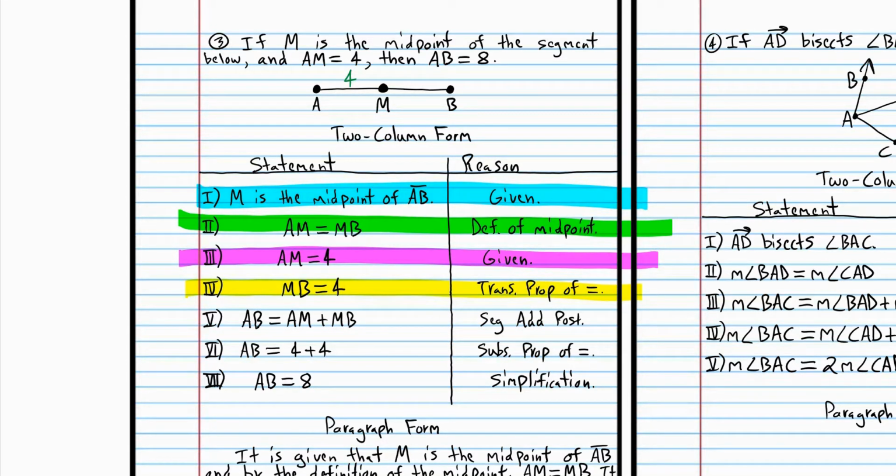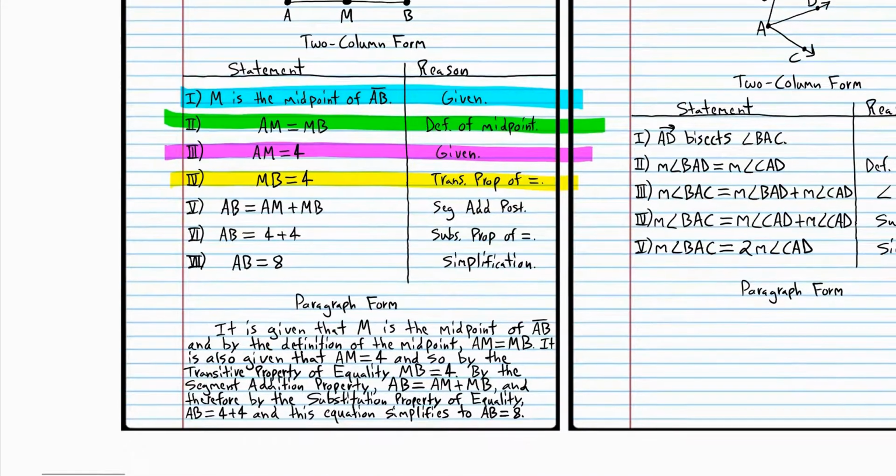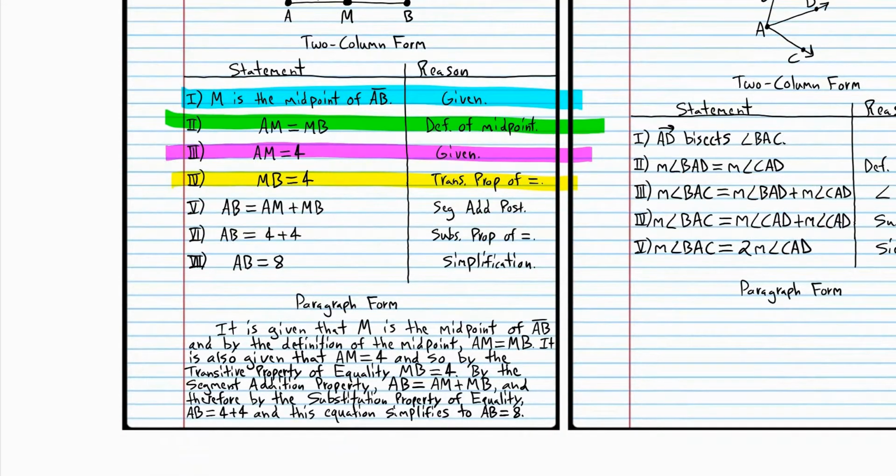And then we have to use the segment addition postulate as we did in the previous problem, and so on and so forth. So I don't really have to color code these, I guess.